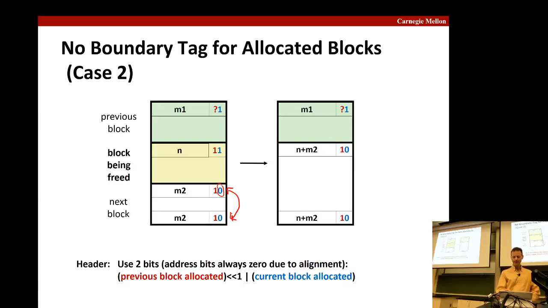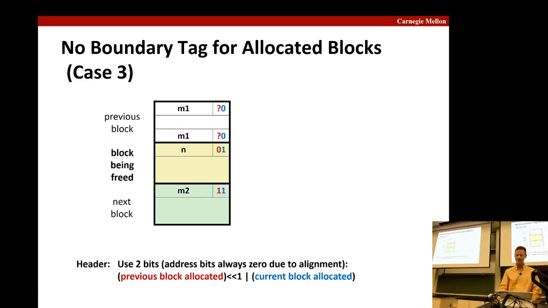Now, after we free this, what's going to happen? We'll use this n to hop to here, and we'll see it's unallocated. That allows us to coalesce with this by adding this n plus 2, and so it ends up looking like this. From the perspective of this bigger block, its previous block is allocated, so that's why that red bit stays 1.